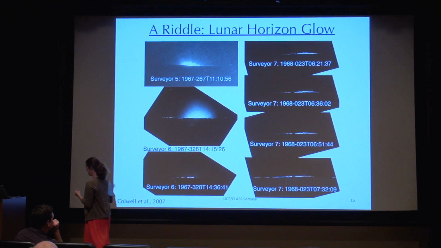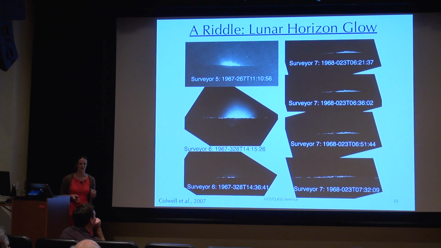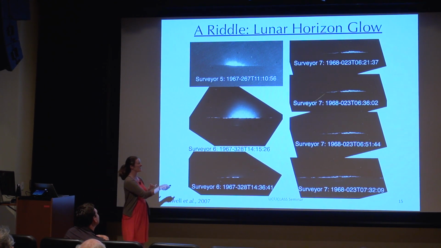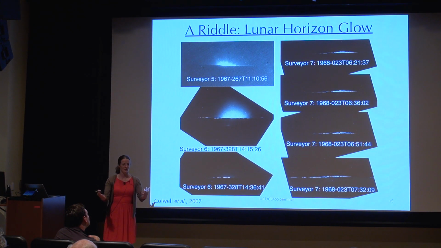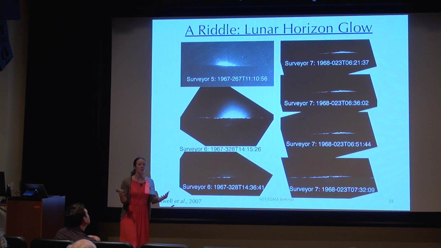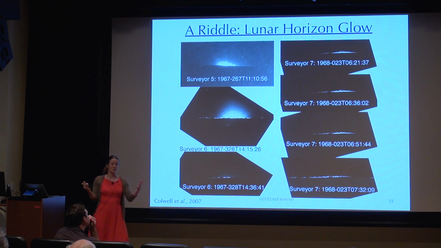So it's a riddle, but because of the title of my talk, you probably already know what the answer is. But the question is, how does the dust get there? Why is there this lofted cloud of dust floating up above the surface? Is it floating above the surface? How does it get there? What is its structure? How big are the particles? There are so many questions, right?